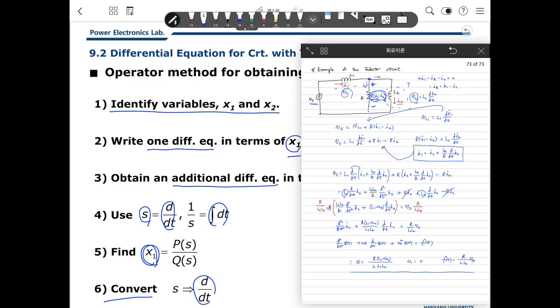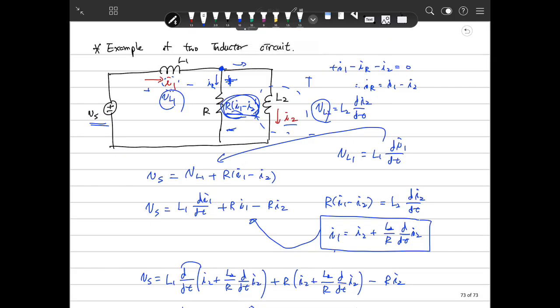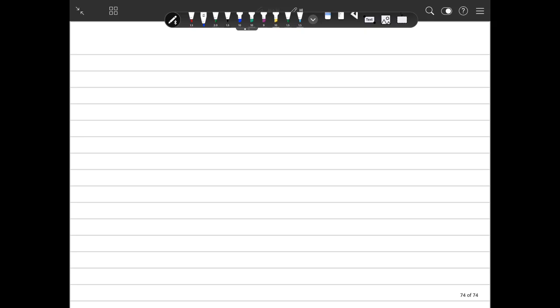I will give you an example over here. It is the same example we discussed before.